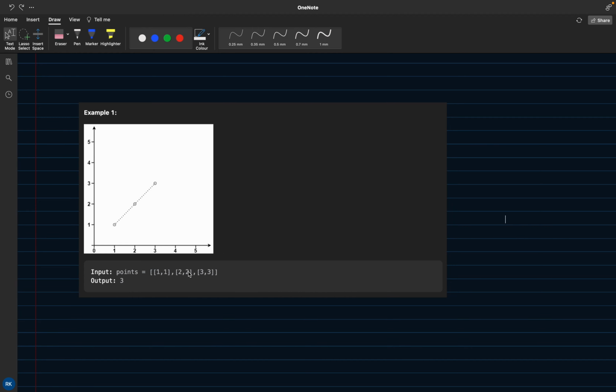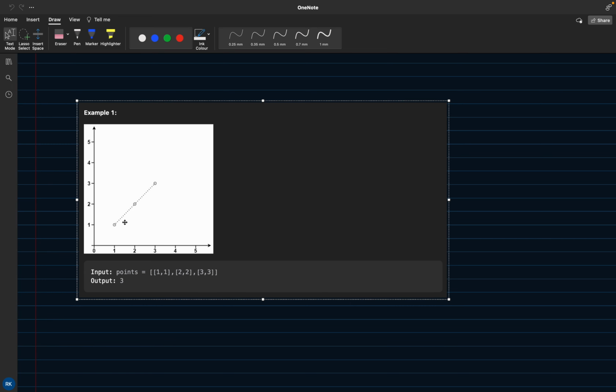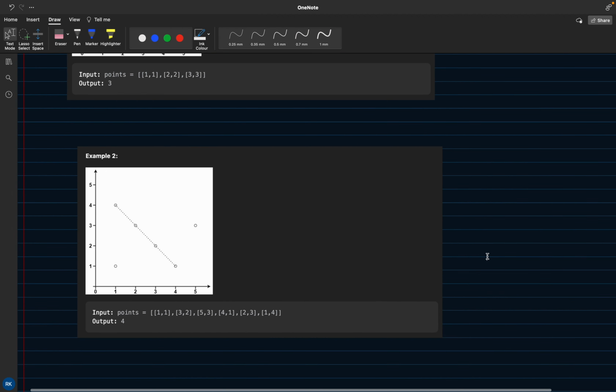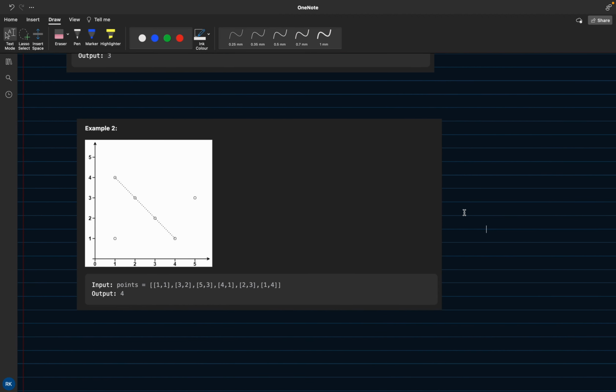So here is an example. This is the first example. We have (1,1), (2,2) and (3,3), and we can see all the 3 points lie in a line, and when we count the number of points in this line, it is the maximum number of points, so our output is 3. Let's see example number 2.